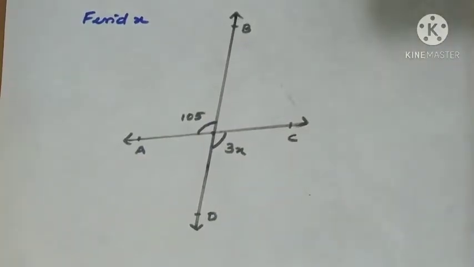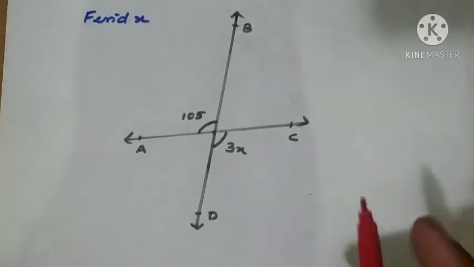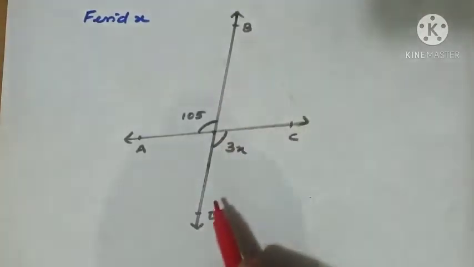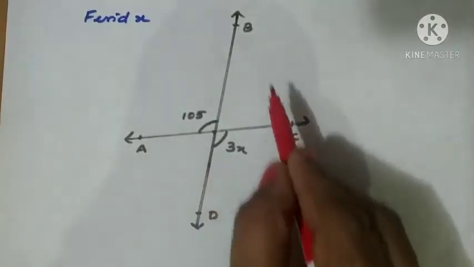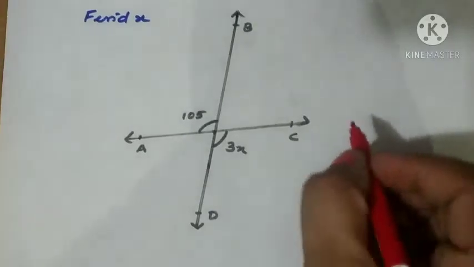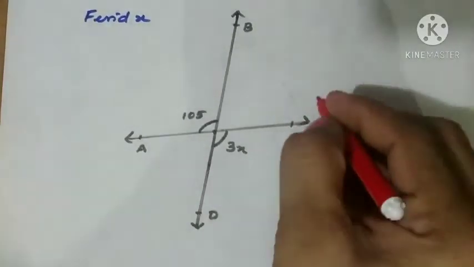Now we are going to do the sum based on the vertically opposite angle. Find x is the question. Diagram is given. Angle 105 is given. Opposite to 105, the value given is 3x. It is a vertically opposite angle, because it's a line only, AB and AC and BD. So what we can say is that vertically opposite angles are equal.